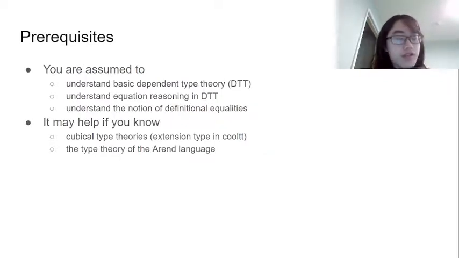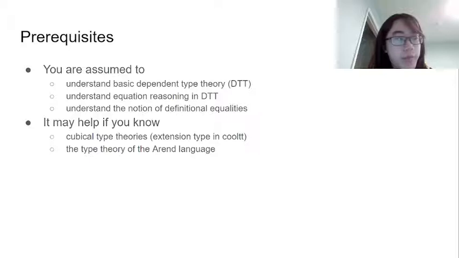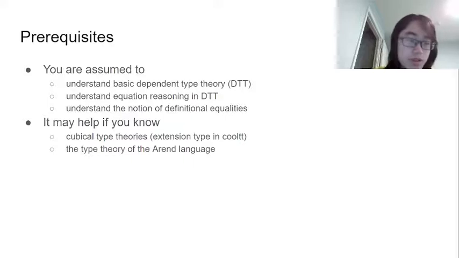The prerequisites of this talk would be basic dependent type theory, and you should understand equational reasoning in dependent type theory, and you should have the idea of what definitional equalities or computational rules or reduction rules are. Just the concept is important. It may help if you know some cubical type theory, but only the QTT's extension type will help. And also maybe it will help if you know the type theory of the Arend language, which if you don't know, it doesn't matter. I will introduce that to you.